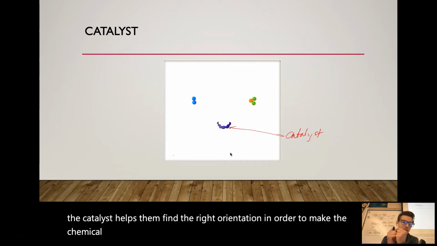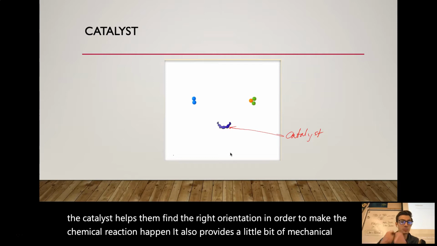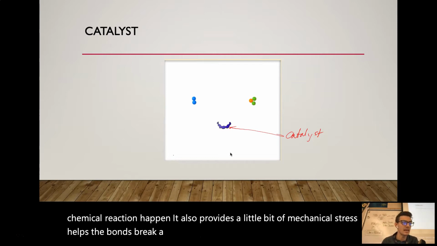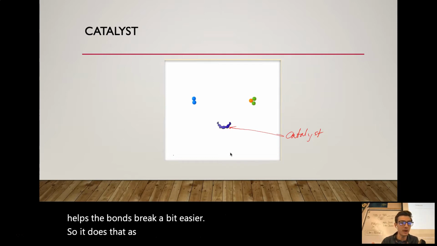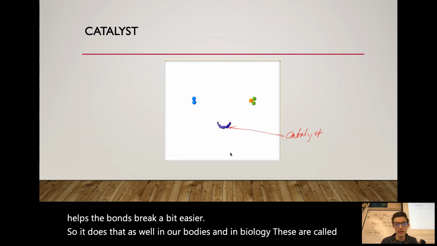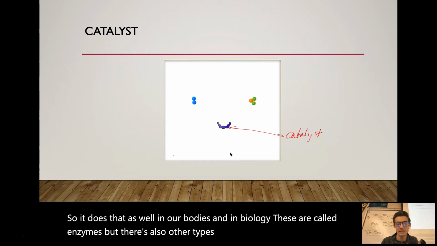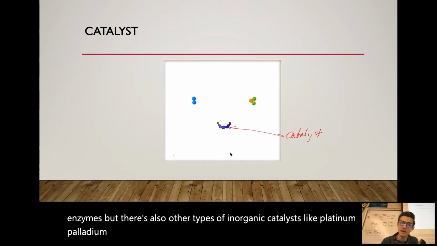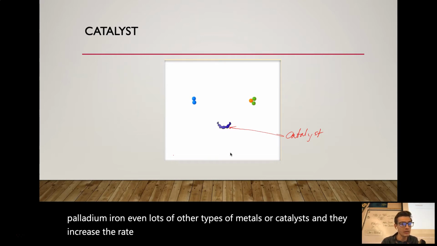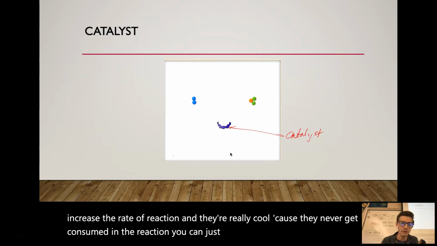It also provides a little bit of mechanical stress, which helps the bonds break a bit easier, so it does that as well. In our bodies, in biology, these are called enzymes, but there are also other types of inorganic catalysts like platinum, palladium, iron, even lots of other types of metals are catalysts, and they increase the rate of reaction. They're really cool because they never get consumed in the reaction. You can just keep using them over and over and over, and they just increase the reaction rate by being there.